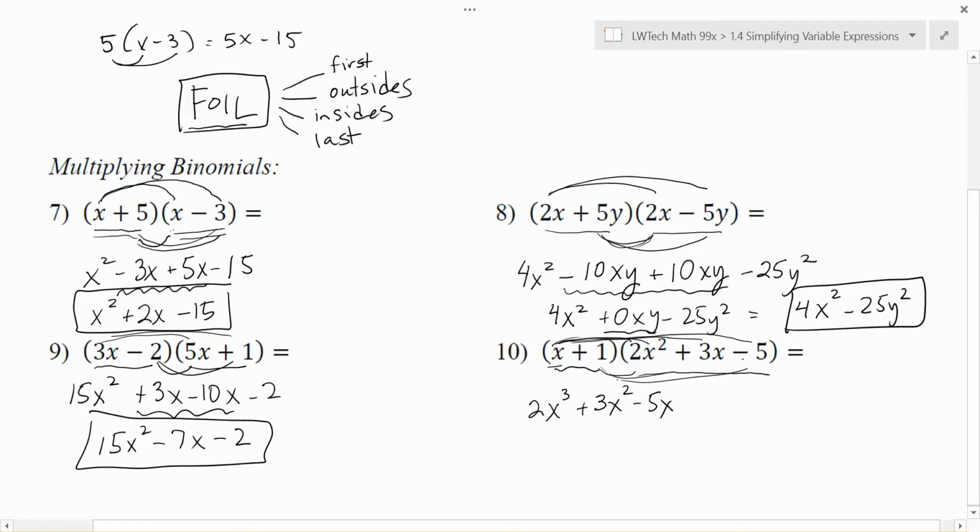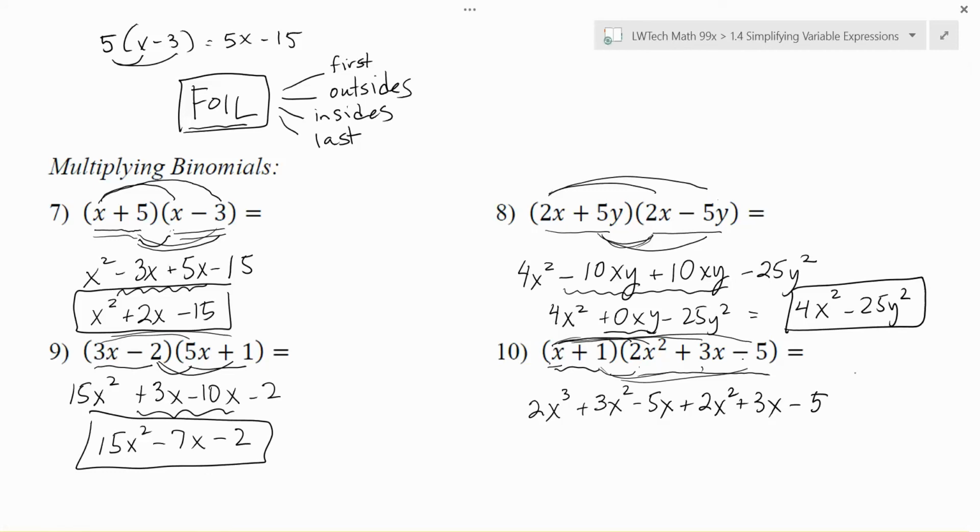Then I have to multiply the 1 by each of the terms in the second set of parentheses. So the 1 times 2x squared is 2x squared. The 1 times 3x is plus 3x. And the 1 times minus 5 is a minus 5. So I have 6 terms that I get after I distribute out to get rid of the parentheses.